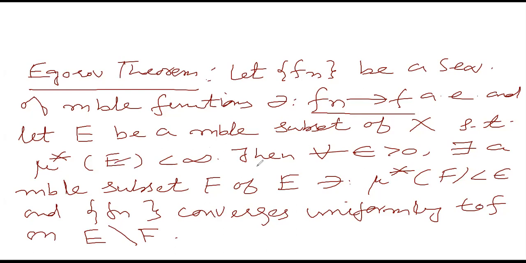This is a very important theorem because it's only given that fn converges to f almost everywhere, and from this convergence we find uniform convergence on the set E minus F, where the measure of F is very small. If we remove that portion from E, then the convergence will turn out to be uniform convergence.